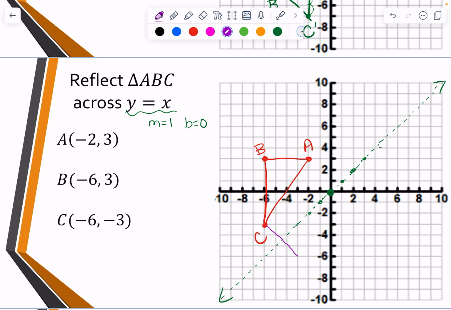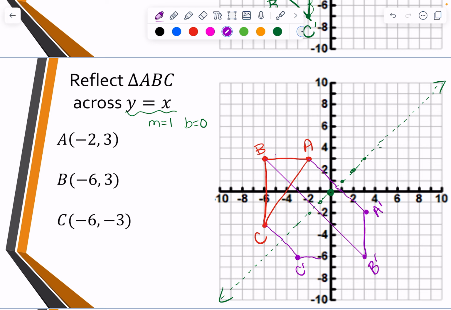So if I keep going, C prime would be located here. A is 1, 2.5. So 1, 2. Here is going to be A prime. And B prime is 1, 2, 3, 4.5. 1, 2, 3, 4. So B prime is going to be located here.